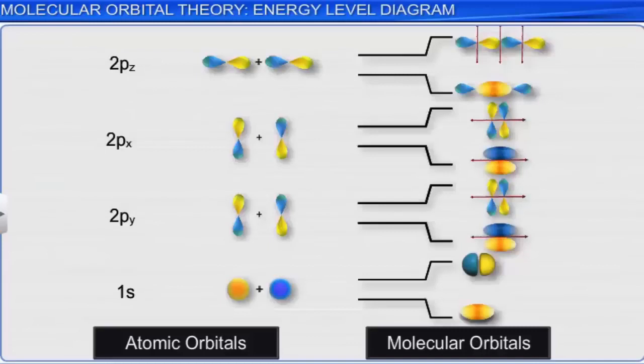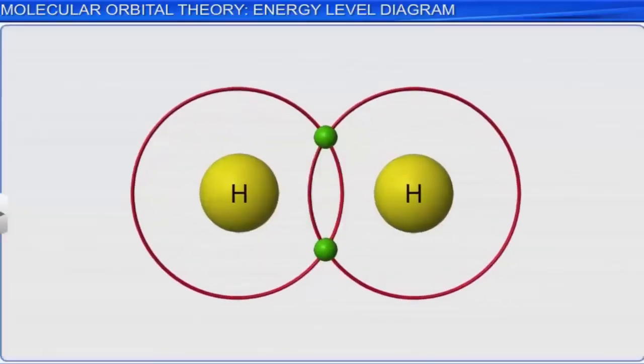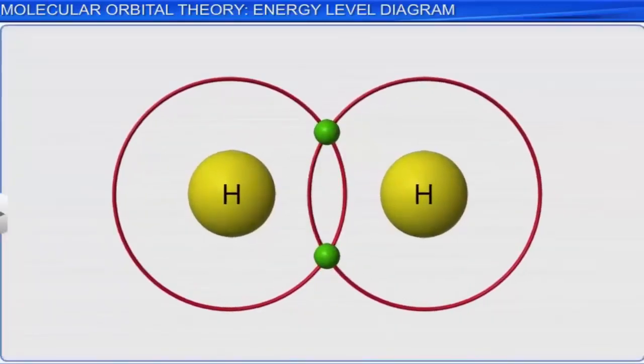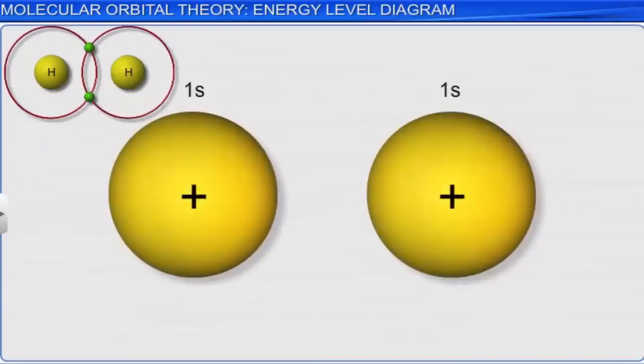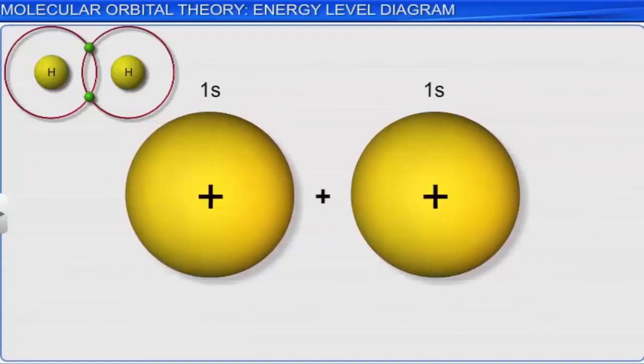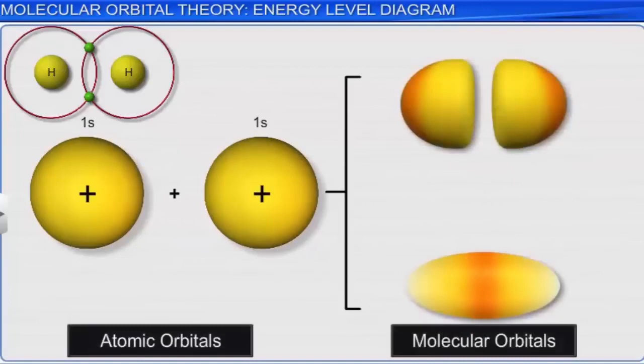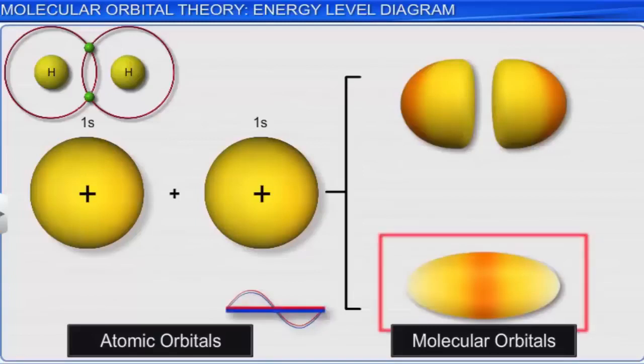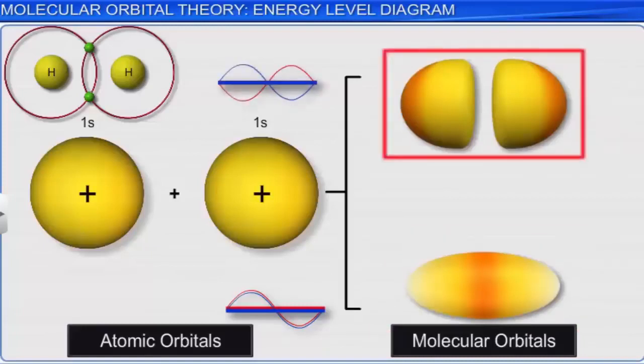As we have learnt, molecular orbitals are obtained by combining the atomic orbitals of the atoms in a molecule. For example, in the hydrogen molecule, each atom has one electron in its 1s orbitals. These two 1s orbitals come together to form two molecular orbitals. One of these two molecular orbitals is formed due to the constructive interference of the two 1s wave functions, and the other is formed due to the destructive interference of the two 1s wave functions.